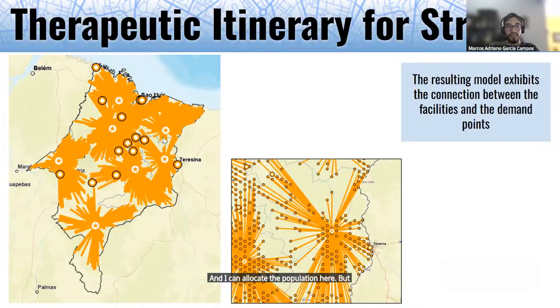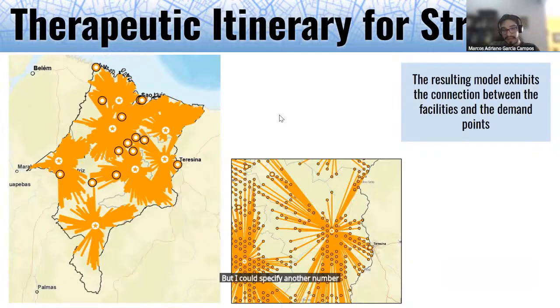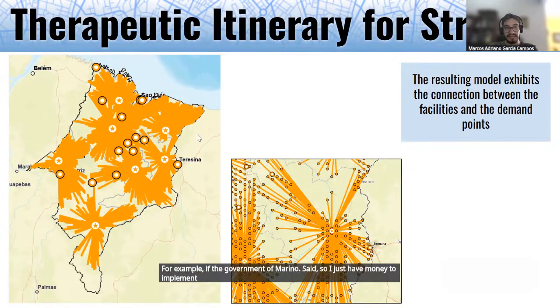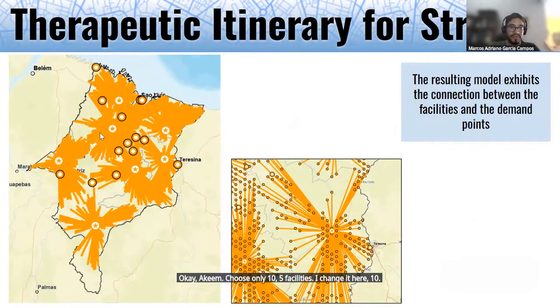But how do we know the best number of facilities to allocate? For example, here I specified 10, but I could specify another number. It depends on what you want to do. For example, if the government of Maranhão said, I just have money to implement 5 facilities, okay, I can choose only 5 facilities. I change here 10 to 5, and I will choose the best strategic 5 services. So it depends on what you have.